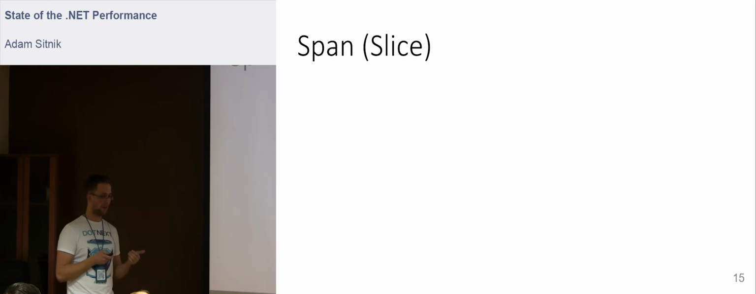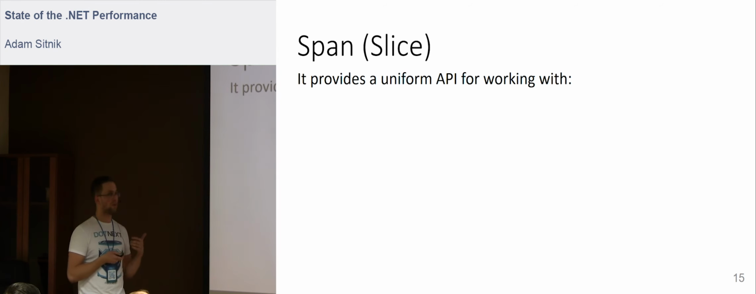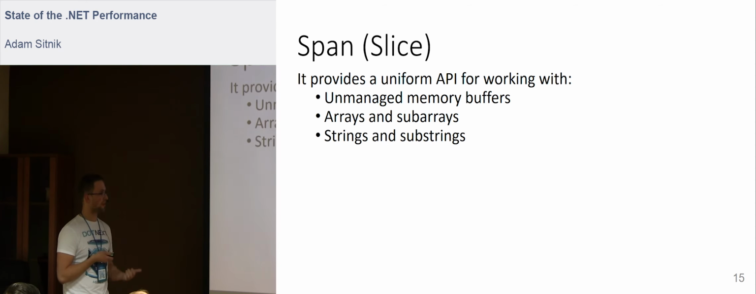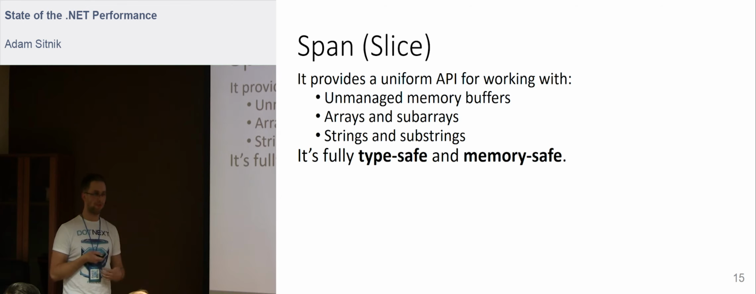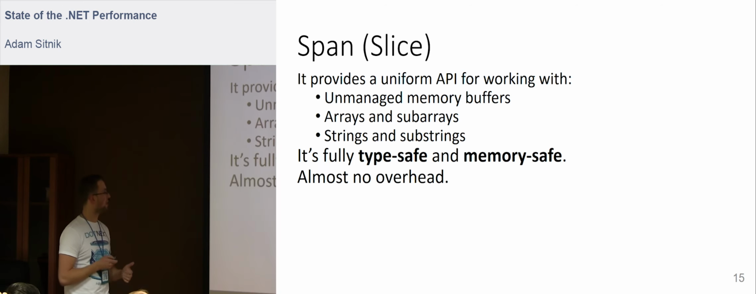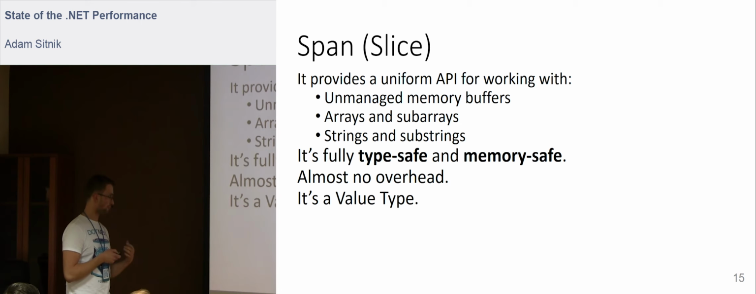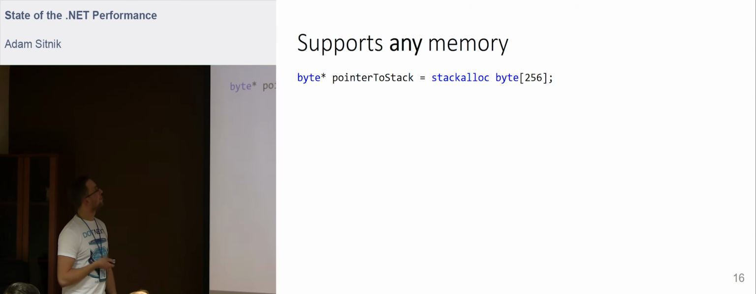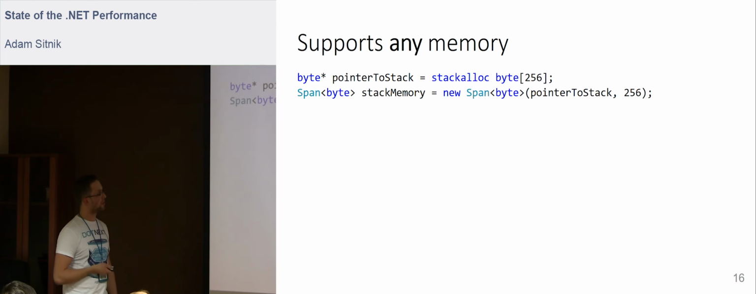So, Span is a simple type that allows us to work with any type of memory. It does all of the pointer arithmetic for us, and we can simply work with unmanaged memory, managed memory, or strings. And everything is type and memory safe, so we don't need to worry about that. And it has almost no overhead because it's a very simple structure, and it's supposed to be as fast as arrays. And when I said that you can use any kind of memory, so for example you get a pointer from the stackalloc, you can create a Span out of it.